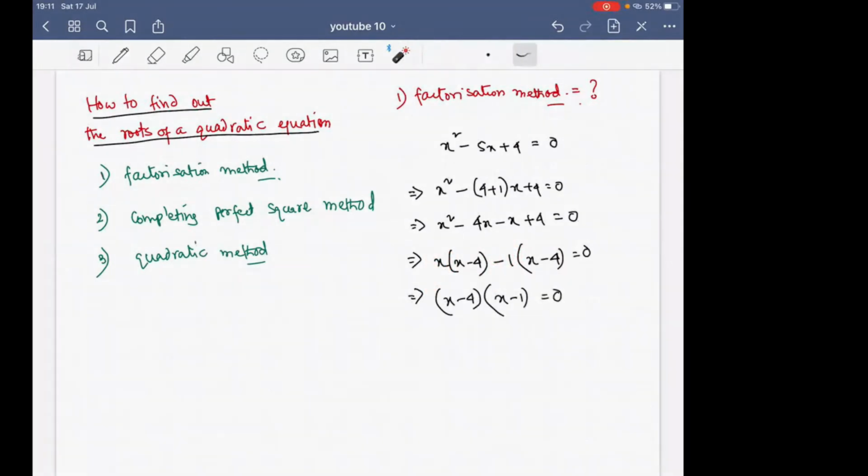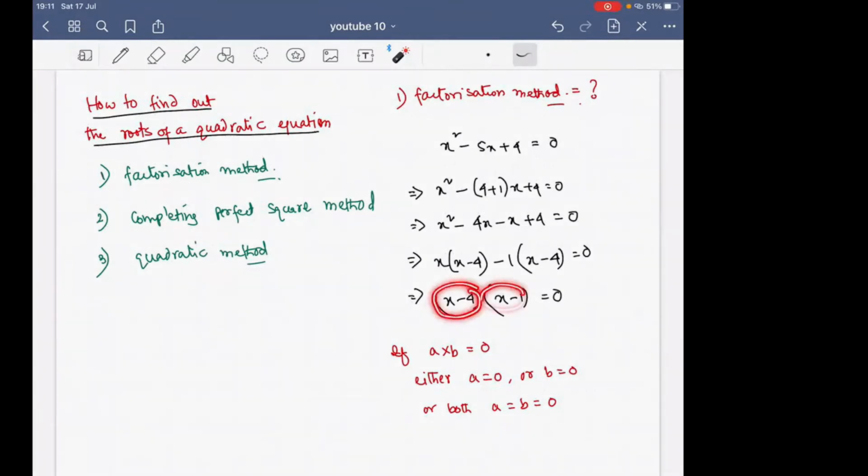Now, in order to get the roots for this particular quadratic equation, we have this rule from before. If you remember from class 9, if a into b is equal to 0, either a is equal to 0 or b is equal to 0, or both a and b are equal to 0. We have already learned about this corollary in class 9. So we have a similar situation like this.